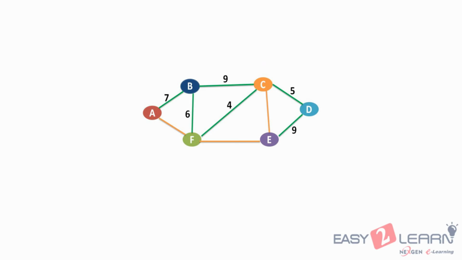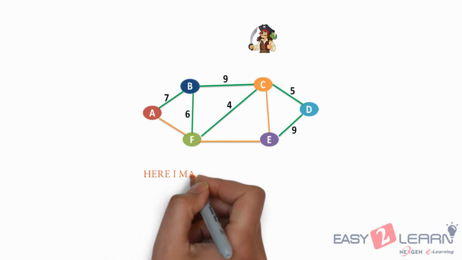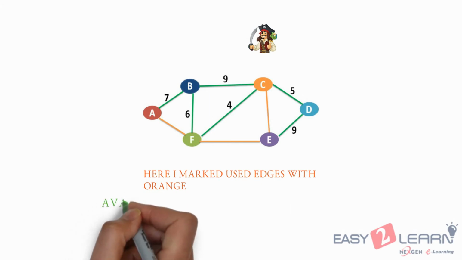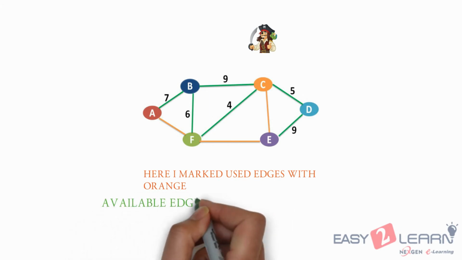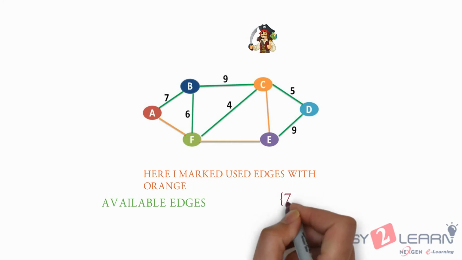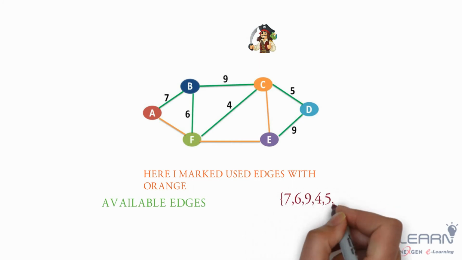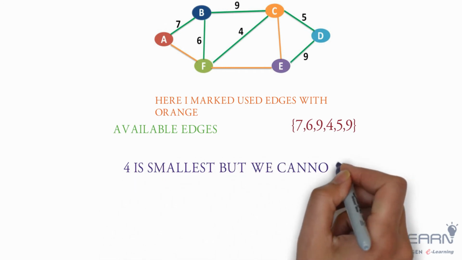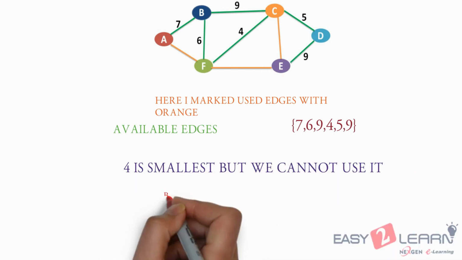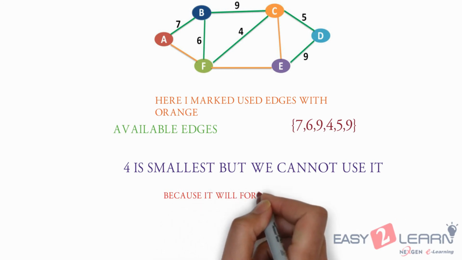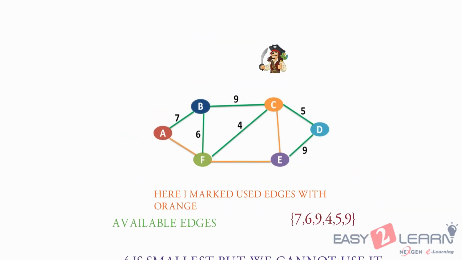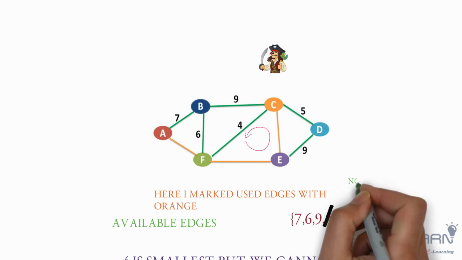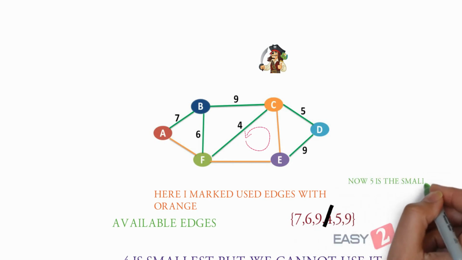Now we have two options, 5 and 9, in order to reach D, and anyway the smaller one is 5, so we'll go for 5. We also have another option, 4, but we don't use it because it will form a loop. According to the basic principle, we should not form a loop. So now 5 is the smallest, so I will consider 5.